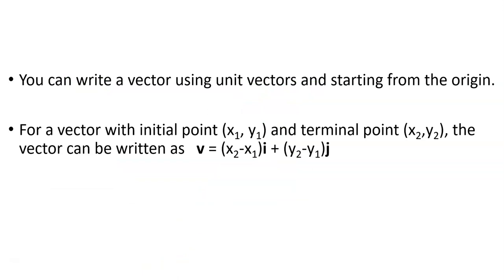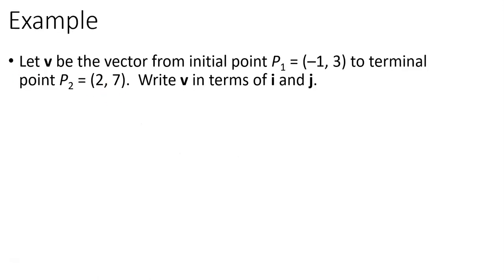All right, so if you have 2 points, you can take those 2 points and turn them into a vector in ij form. And again, we already did this with the head minus tail rule. All this is head minus tail with some different notation applied. So let's take a look at an example to see how this works. So I've given you a vector. Let v be the vector from point negative 1, 3 to point 2, 7. Write the vector in terms of i and j.